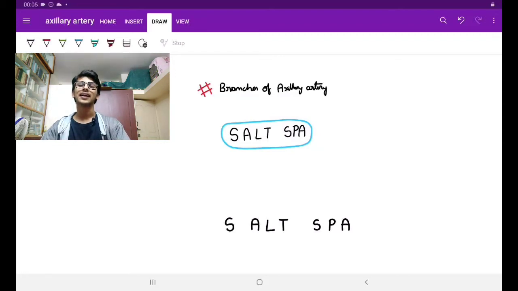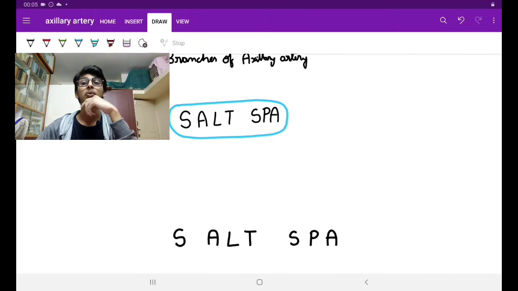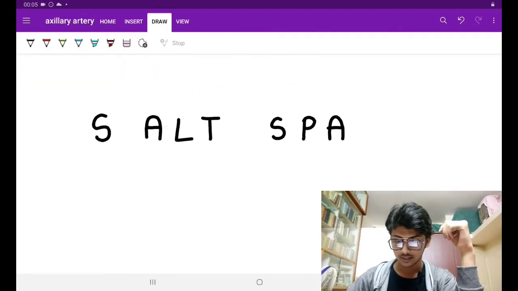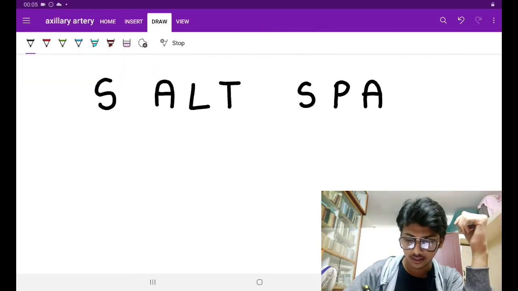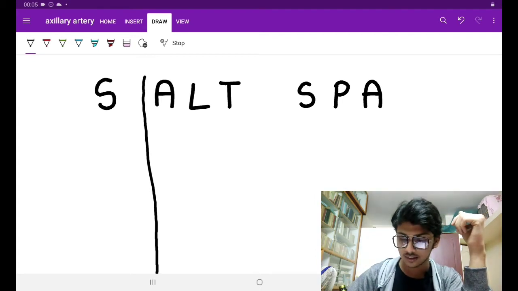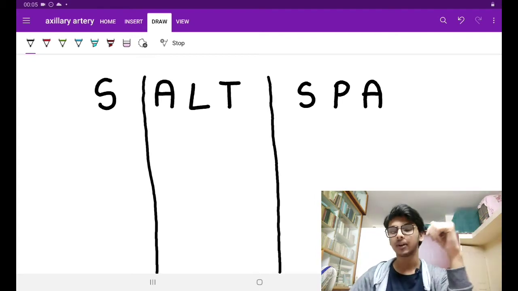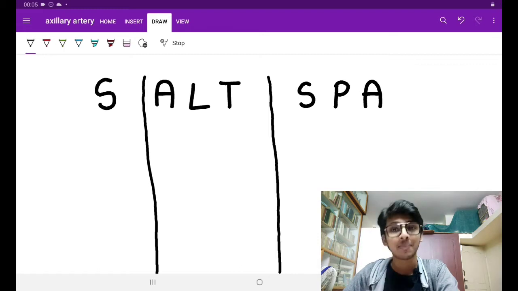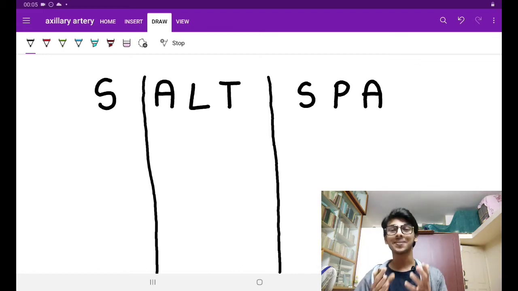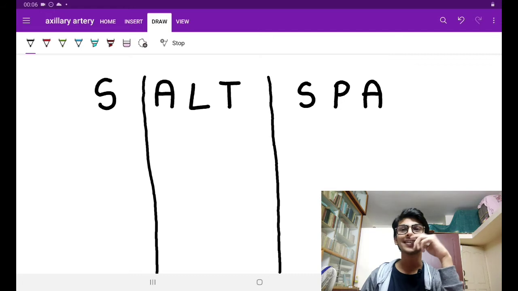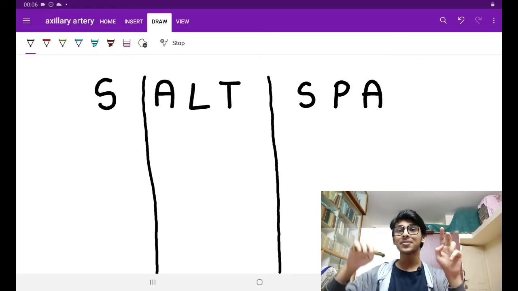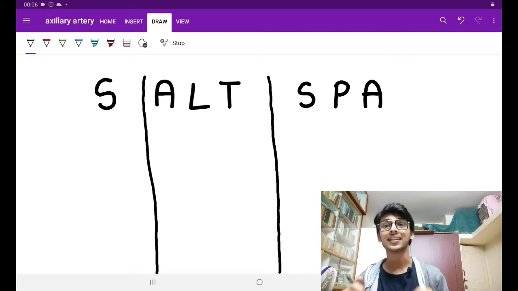Okay, guys, imagine that while sleeping there you are thinking about the axillary artery. Got it now? So you are thinking about the axillary artery. So salt spa is the mnemonic for it. How is it? See here. I'm dividing it into three parts. Why? Because the axillary artery has three parts. Okay. One of the fun facts about it is, the first part gives 1 branch, the second part gives 2 branches, and the third part gives 3 branches in the axillary artery.